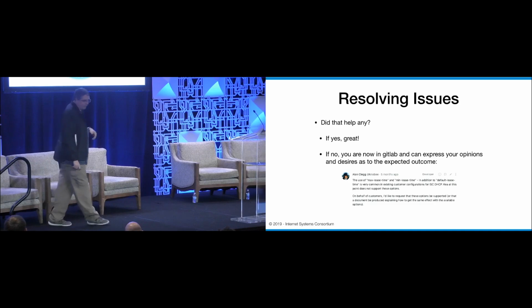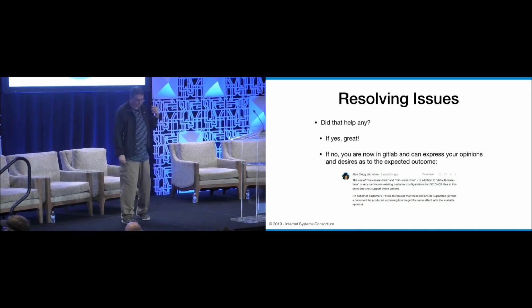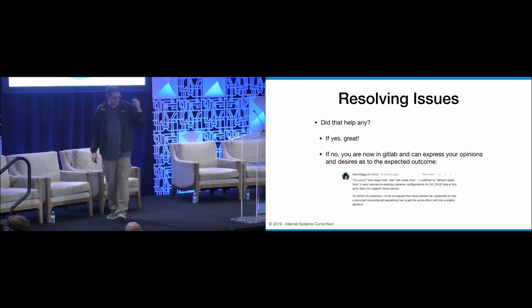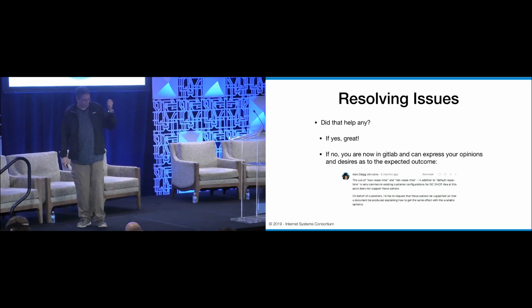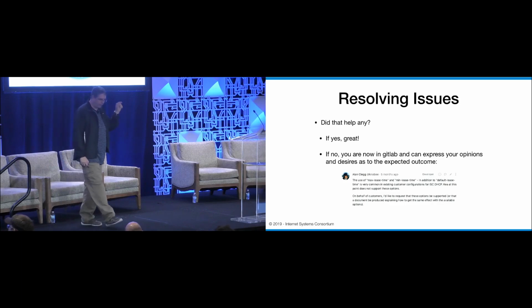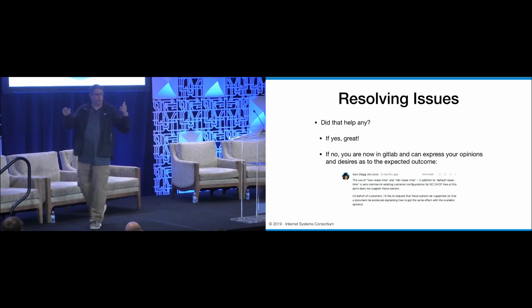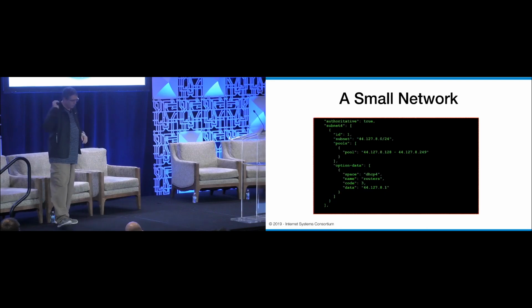So I got in there and said the use of max lease time and min lease time in addition to default lease time is very common in existing configurations. Kea at this point does not support these. On behalf of customers, I'd like to request that these options be supported or that a document be produced explaining how to get the same effect with the available options. Well, nobody wanted to write a document, so it's being fixed in the code. We're now getting those other timers available.